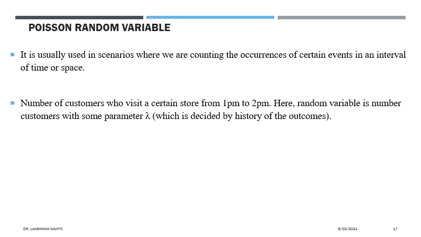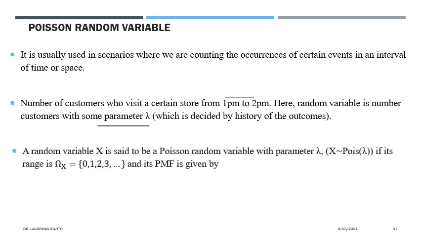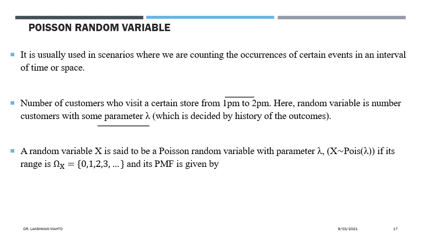Such an example is the number of customers who visit a certain store between interval 1 to 2. If you try to model this, you need to apply a Poisson random variable. Here the random variable is the number of customers, with some parameter lambda. Lambda is the parameter, decided by the history of the occurrence of the outcome, or simply you can say it is a system parameter. Either it would be given or we can calculate it.